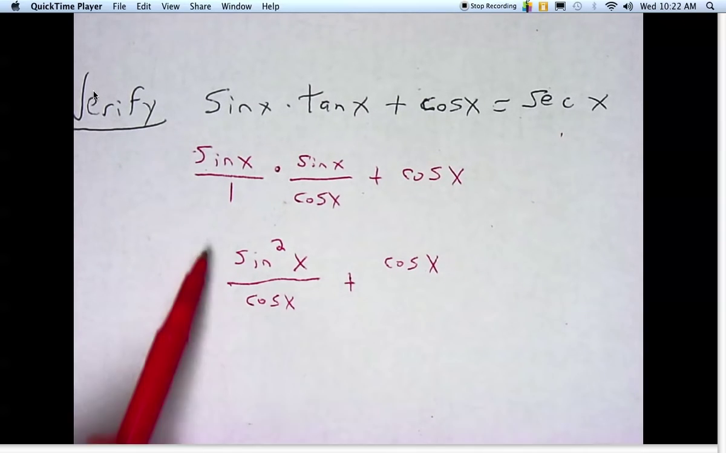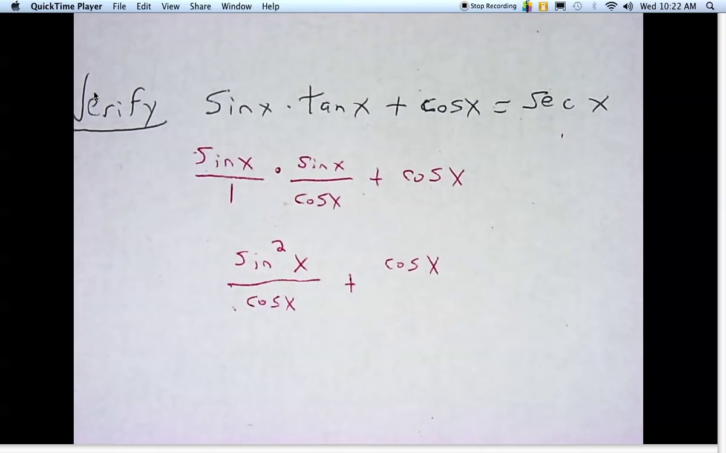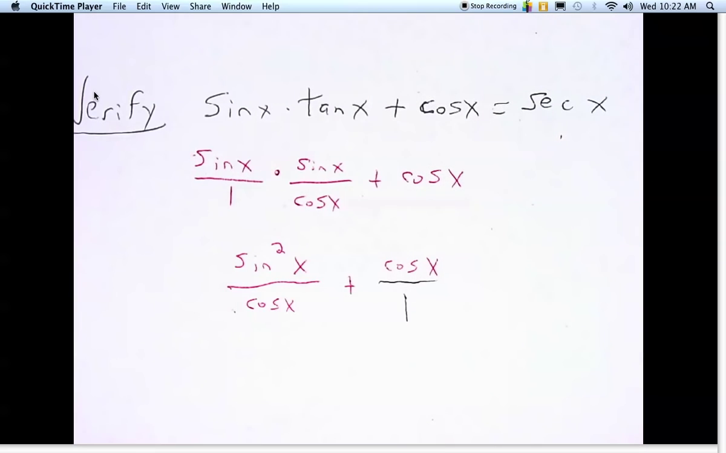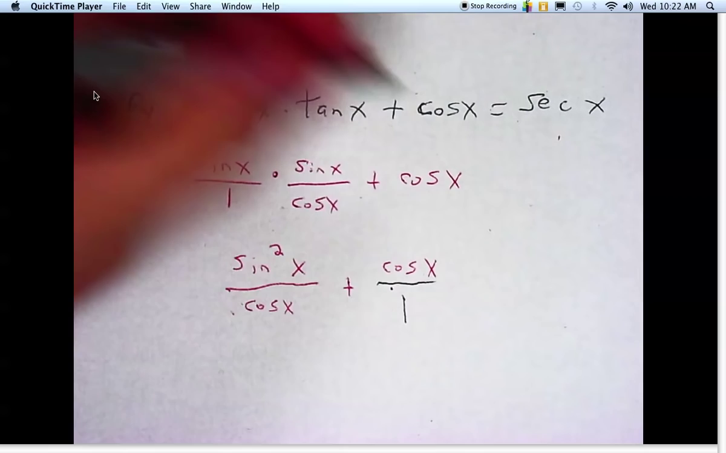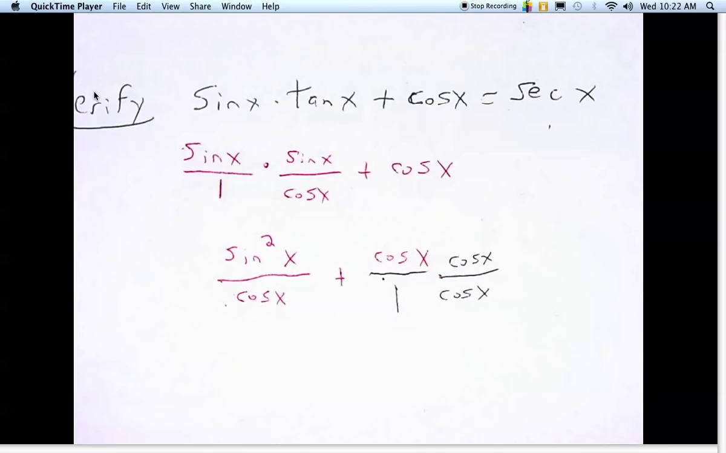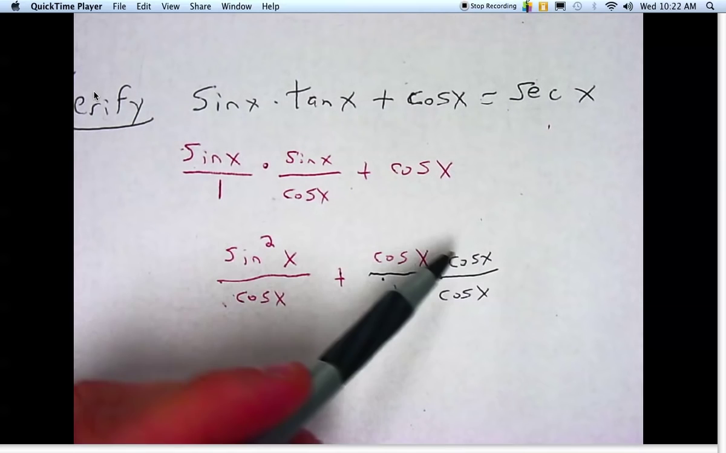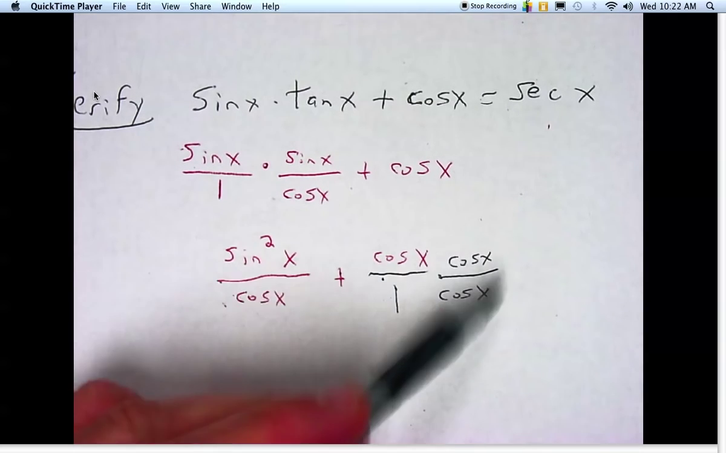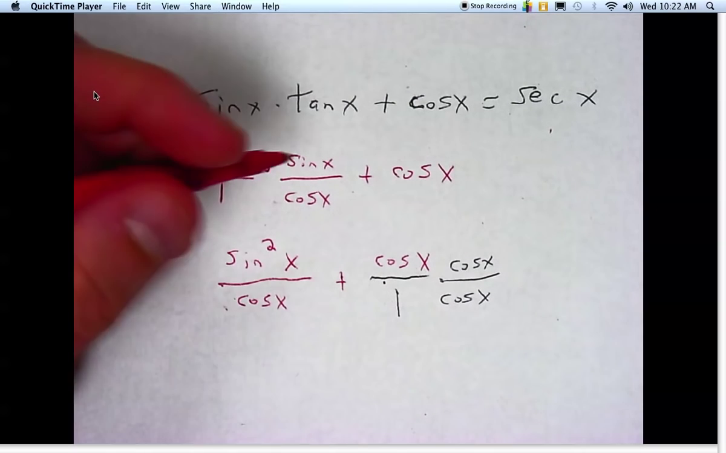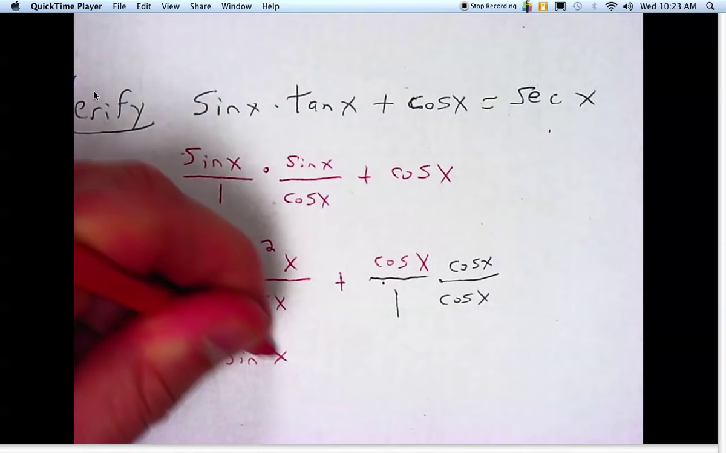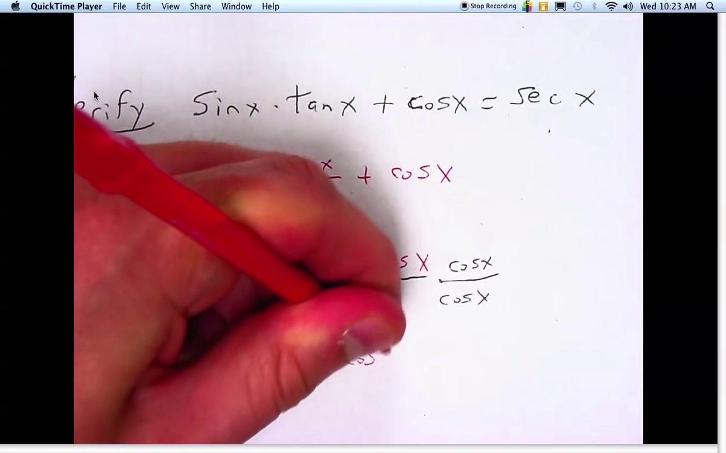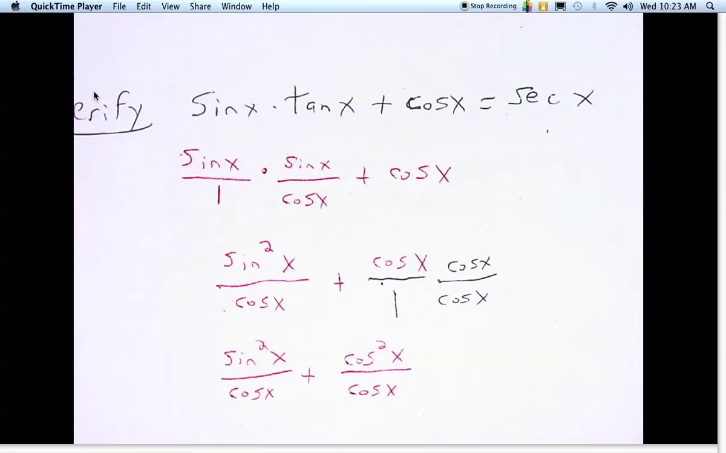And this is a fraction. So to combine a fraction with something else, we need a common denominator. So this cosine has a denominator of 1. So that common denominator will be cosine. So I'm going to multiply top and bottom of that fraction by cosine of x. And so that's a giant 1, if you remember that from our common denominator days. So I'm not really changing anything, just rewriting it in a more useful way. So I have sine squared of x over cosine of x. And my second fraction now becomes cosine squared of x over cosine of x.